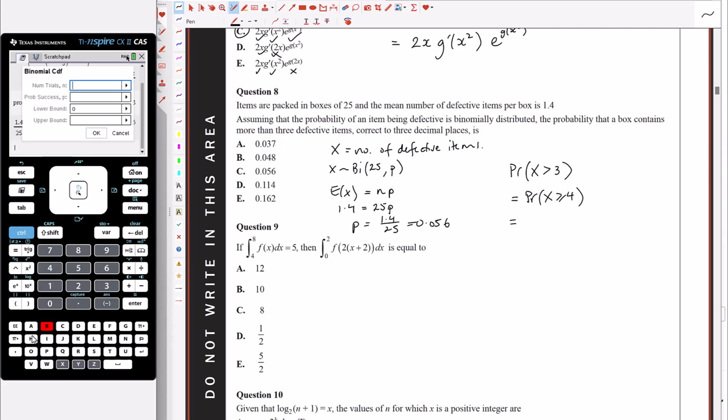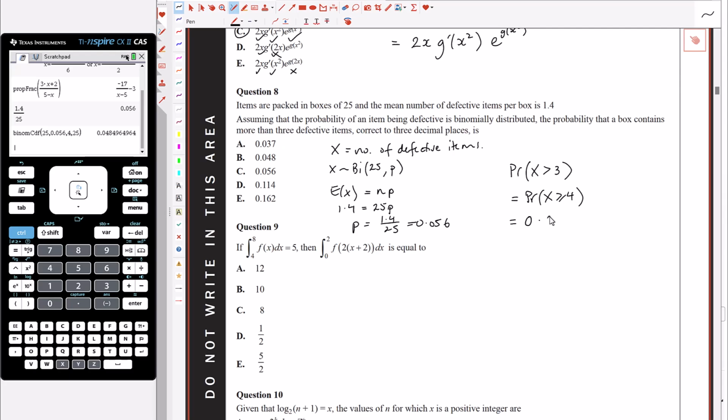5, 5, B for binomial CDF. Number of trials is 25. Probability of success is 0.056. Lower bound is going to be 4, and upper bound therefore is 25. And so to 3 decimal places, that is 0.048, which is option B.